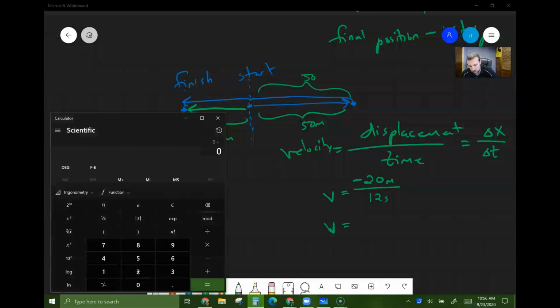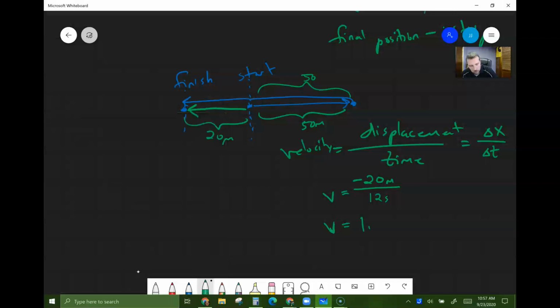Oops, try that again. 20 divided by 12 gives us 1.7-ish meters per second. Oh, but I forgot. This is negative, so this is going to be negative too. And why is it negative? Because you ended up behind where you started. Velocity doesn't care about the path, just the displacement over time. That's it. Cool? Cool.